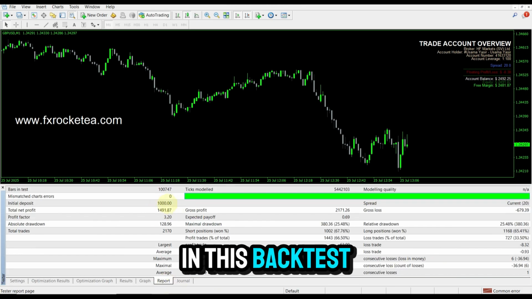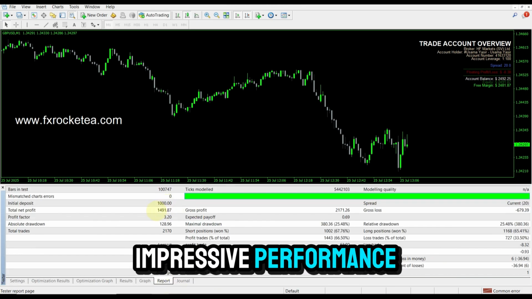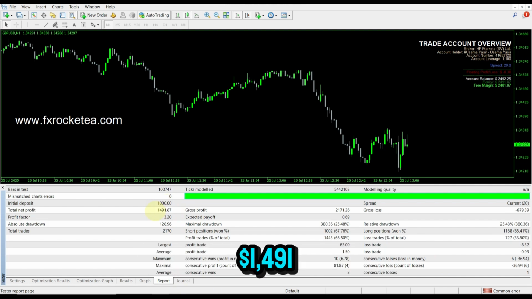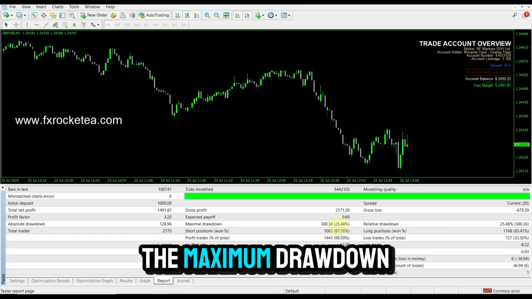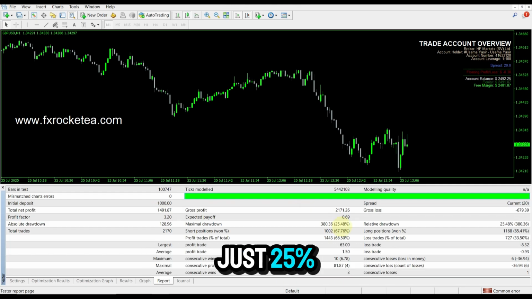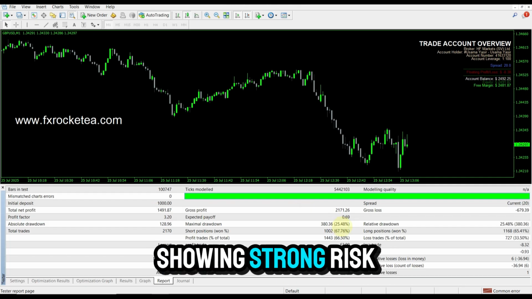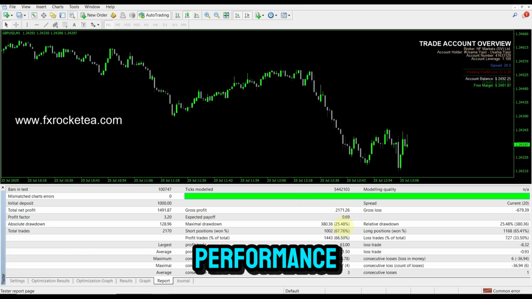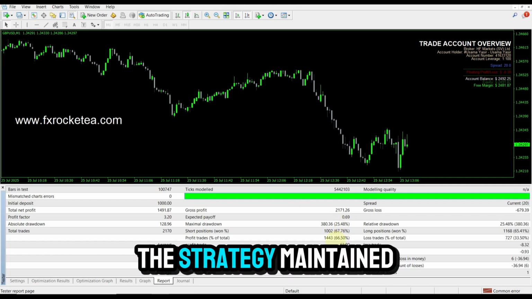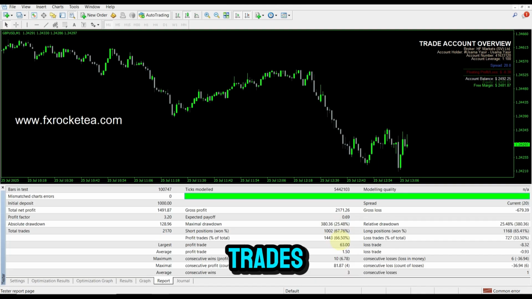In this backtest, the EA delivered impressive performance with a total net profit of $1,491. The maximum drawdown stayed controlled at just 25%, showing strong risk management and stable performance. With a solid 66% win rate, the strategy maintained high accuracy across trades.